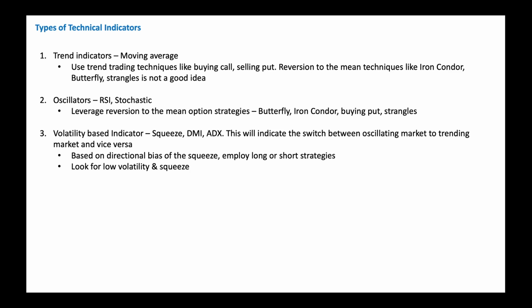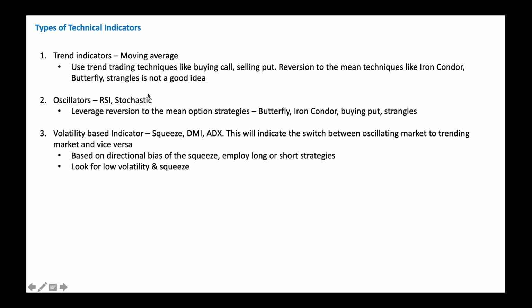When it comes to technical indicators, we've got three types. First one is trend trading indicators, like moving average. It will tell you what the trend is at this point. So, for example, if you have a stock which is above, say, the 10-day moving average or 21-day moving average, then you know it's trending higher. And similarly, if it is below the 10-day moving average or 50-day moving average, you know there is a downtrend. So that's a good trend indicator.